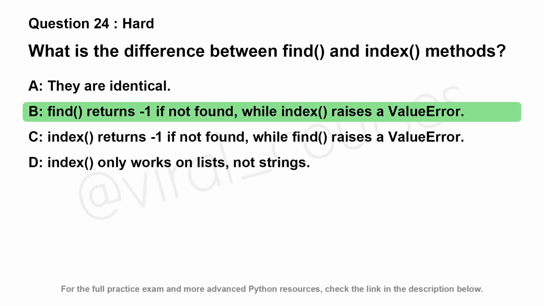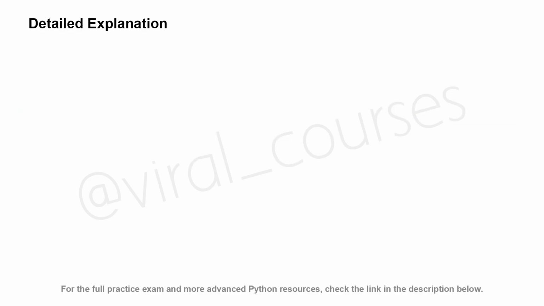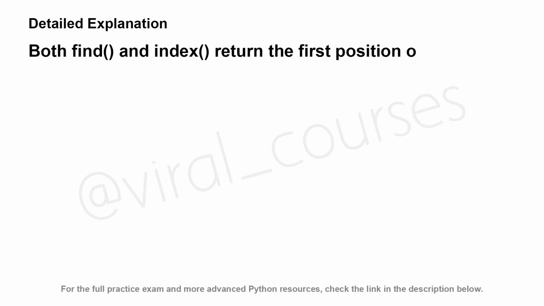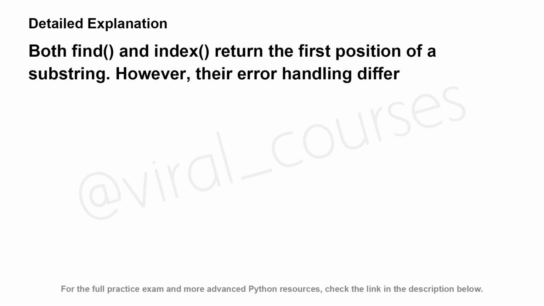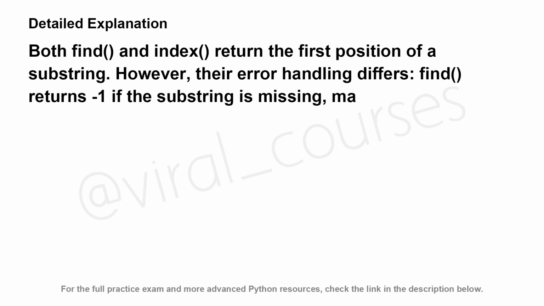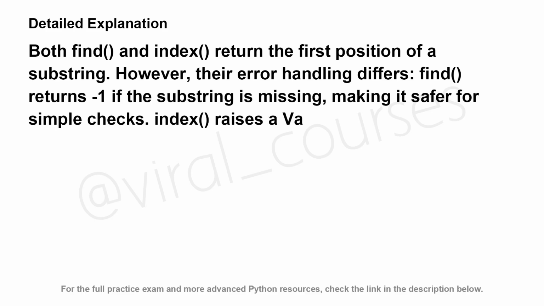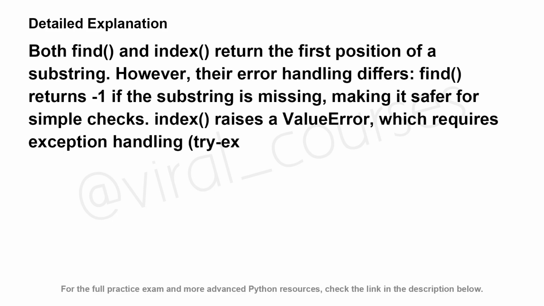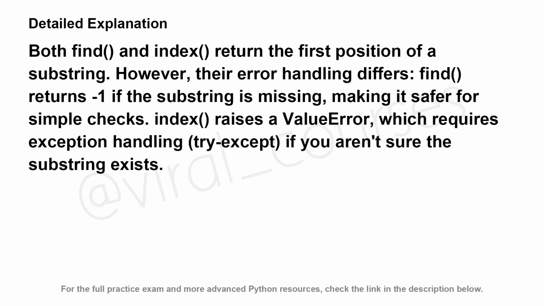The correct answer is B. Both find and index return the first position of a substring. However, their error handling differs. Find returns -1 if the substring is missing, making it safer for simple checks. Index raises a ValueError, which requires exception handling, try except, if you aren't sure the substring exists.